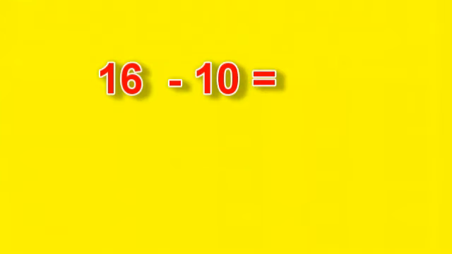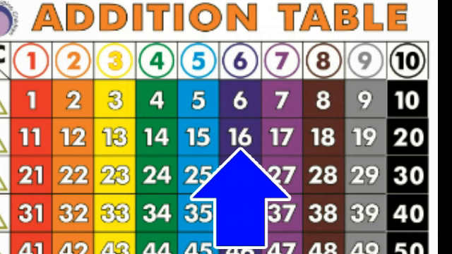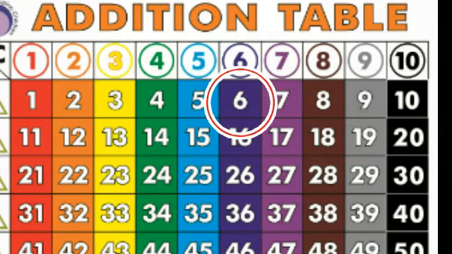What is 16 minus 10? And the answer is the number above 16. Let us validate our answer if it is correct or not. The arrow is pointing to the minuend 16, and the number above 16 is 6. Therefore, our answer 6 is correct.